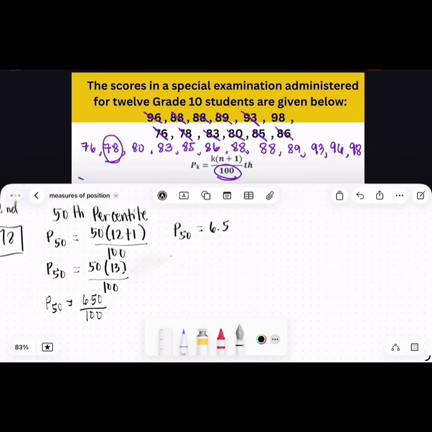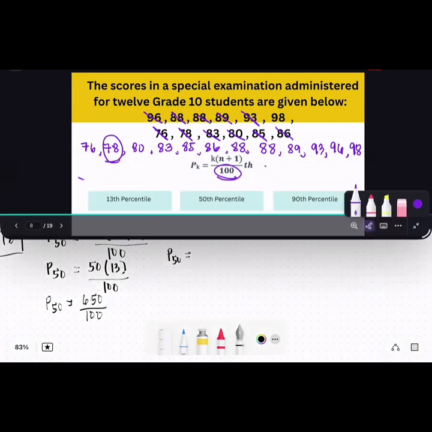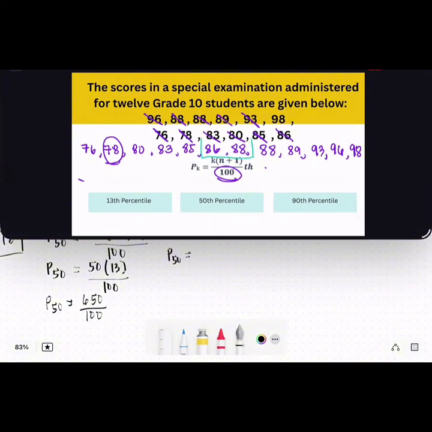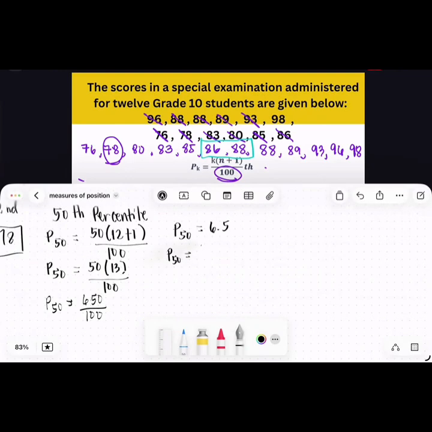So therefore, for percentile 50, data 6, counting 1, 2, 3, 4, 5, 6, is 86, and data 7 is 88. So we are going to add 86 plus 88 divided by 2. So our percentile 50 is equal to 87.